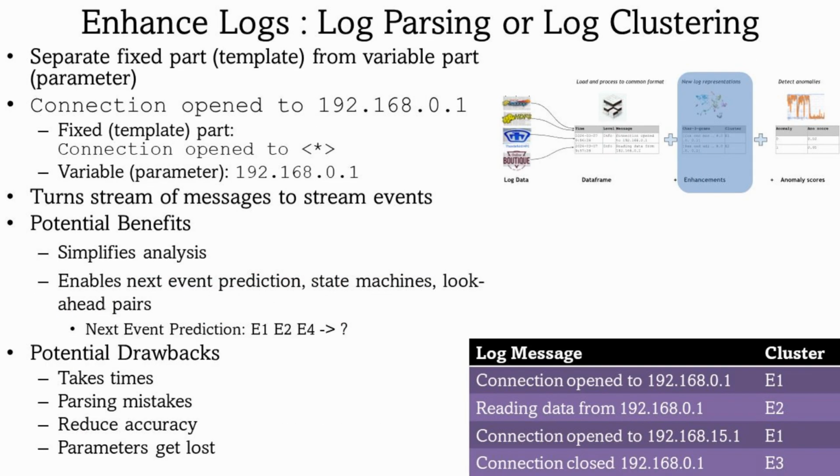Log parsing or log clustering works as follows. It separates the fixed parts, templates, of log messages from their variable parts, parameters. For example, in the log message, connection open to 192.168.0.1, the fixed part is connection open to, while the variable part is the IP address 192.168.0.1. This process turns a stream of raw log messages into structured events, where similar messages are grouped based on templates.